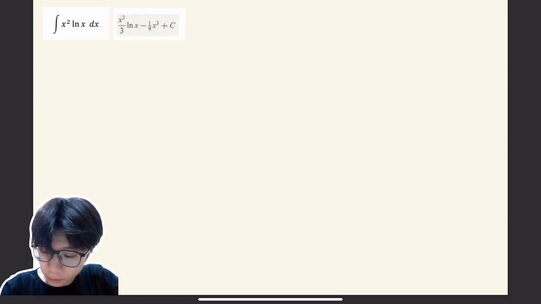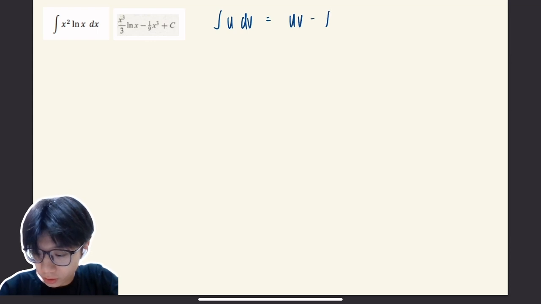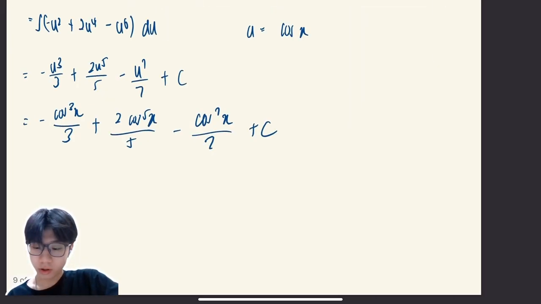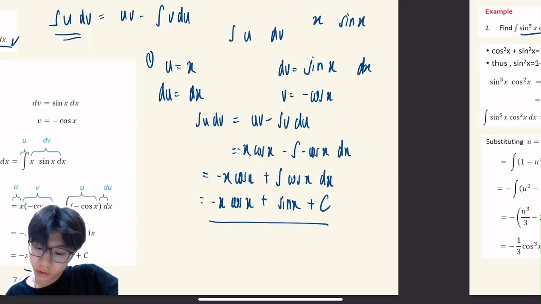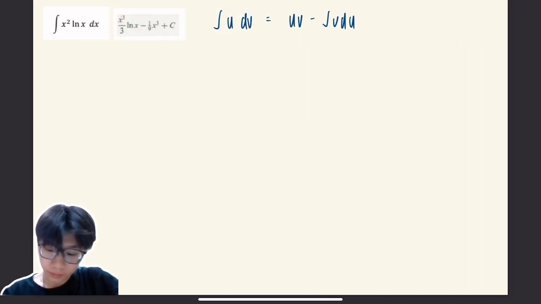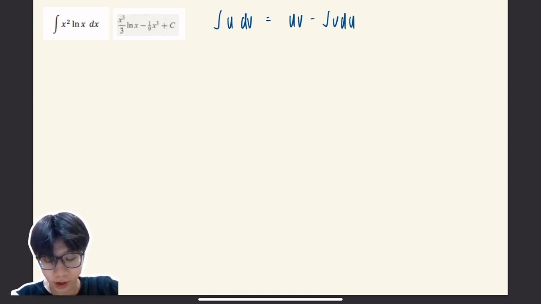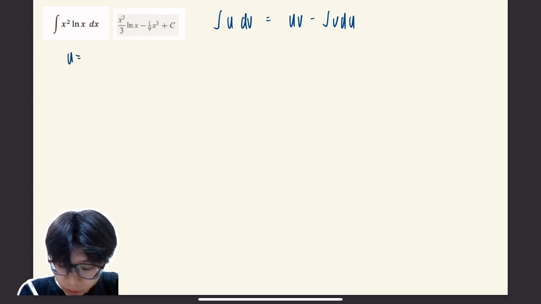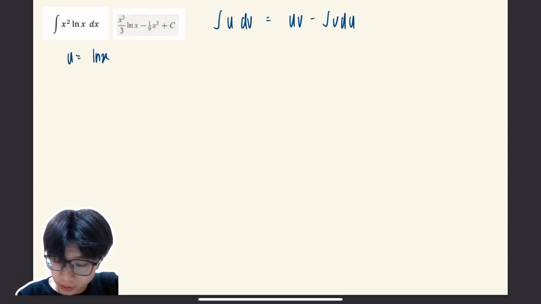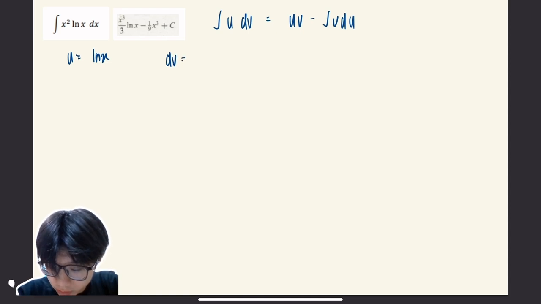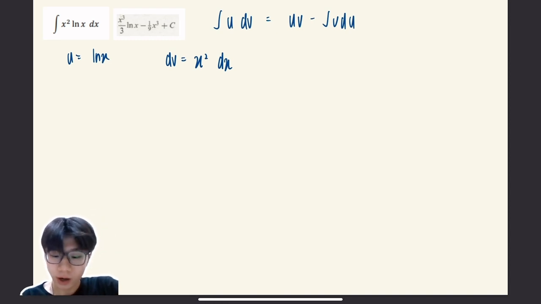So remember the formula: integral of u dv is equal to uv minus integral of v du. It's always okay to check back. Now we can do the comparison. From here, differentiating ln x is easier compared to x squared. So I will be letting u is equal to ln x, and then dv is equal to x squared dx. You may ask why I put it like this.